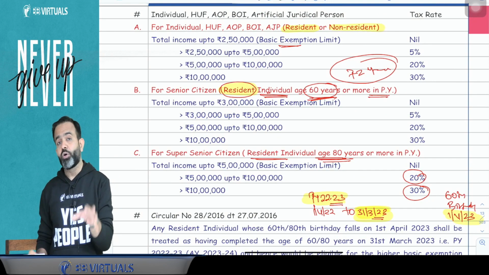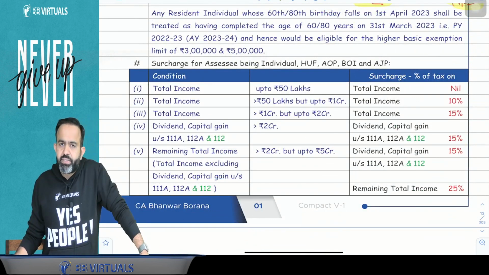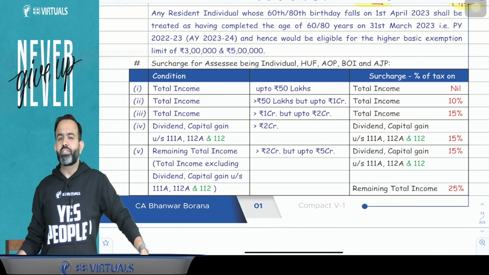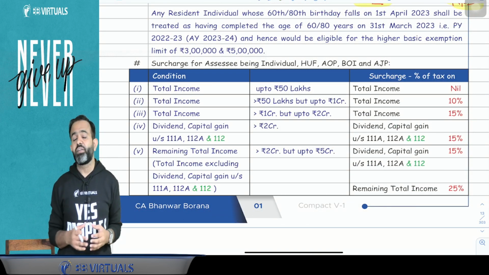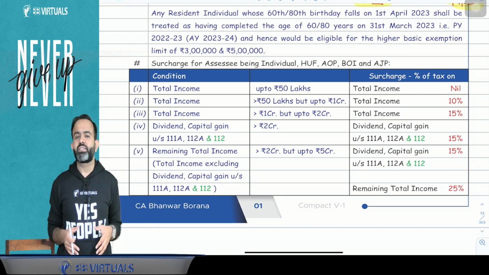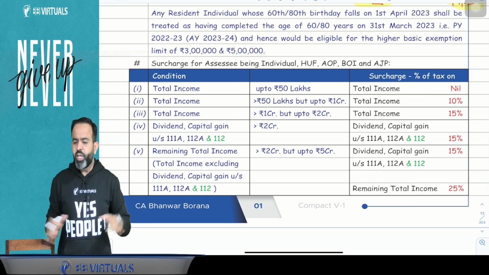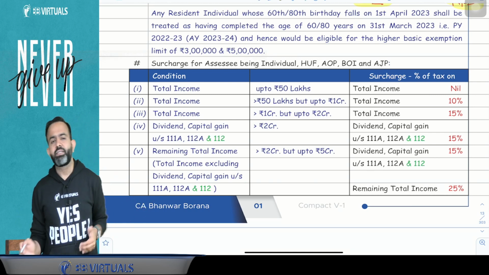Now guys, there is a concept of the surcharge. Is such surcharge applicable or not? Answer is yes. In case of individual, HUF, AOP, BOI, artificial juridical person, surcharge is applicable. If your total income, that is net taxable income, is up to 50 lakh, then surcharge is not applicable.